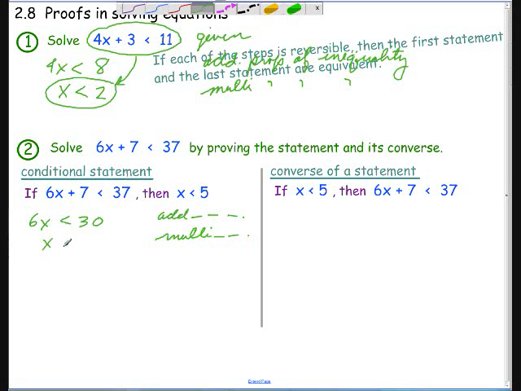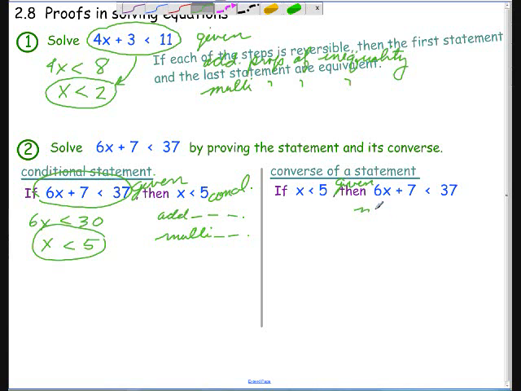All right, so this was my given. This was my conclusion. They are equivalent to each other. This is equivalent to this. And can I reverse it? We said if each of the steps is reversible, then the first statement and the last statement are equivalent. So I'm going to go with the converse. So this is my given.